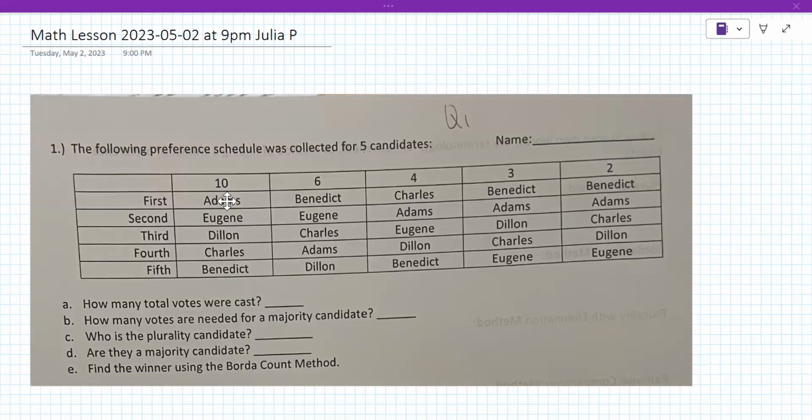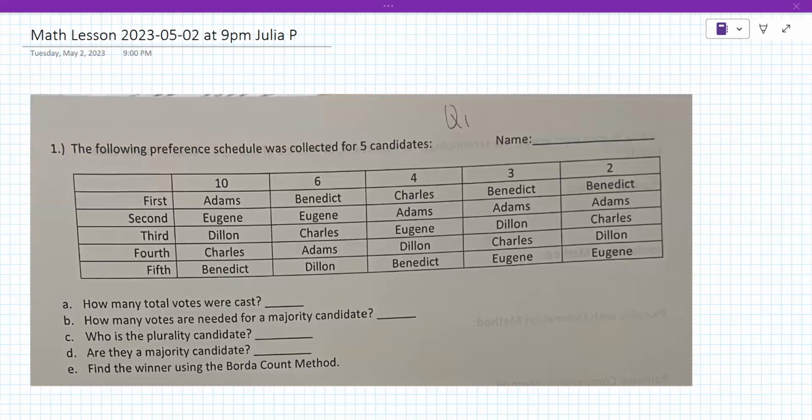So Adam's got 10 first place votes, 4 second place votes, and 3 second place votes. Okay, so I think you almost have to do it by person to figure out how many votes there were. Does that at all sound familiar to you? Yeah. Okay. I'm not sure, honestly. It comes up once or twice a semester.